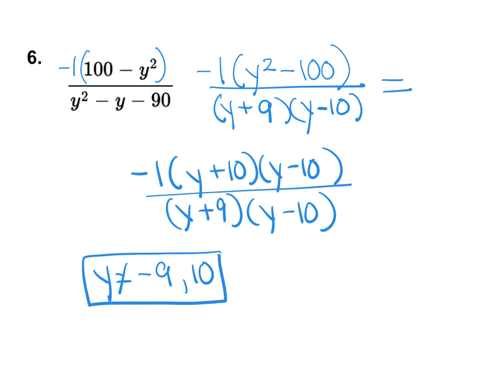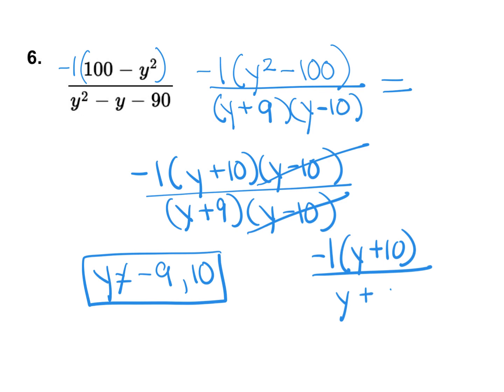Now, let's go ahead and see what we can cancel out here then. So it looks like we have these 2 that will cancel out. So we'll be left then with negative 1 times y plus 10 and then all over y plus 9.